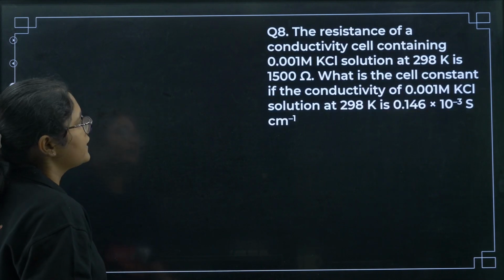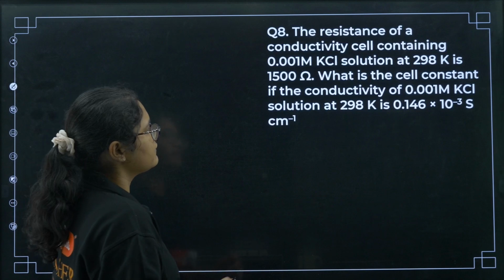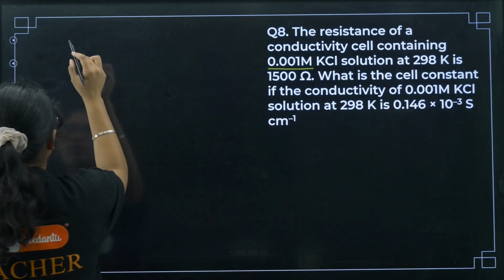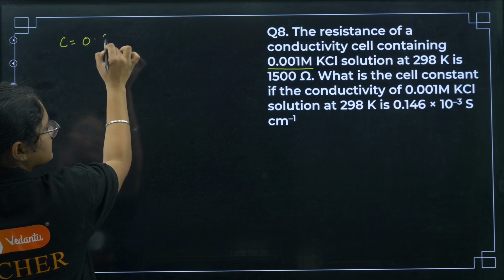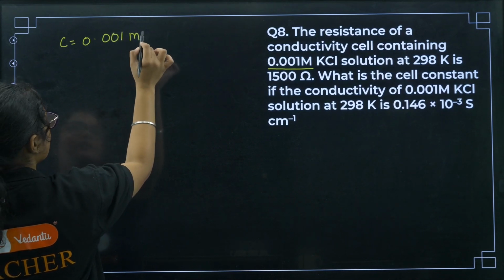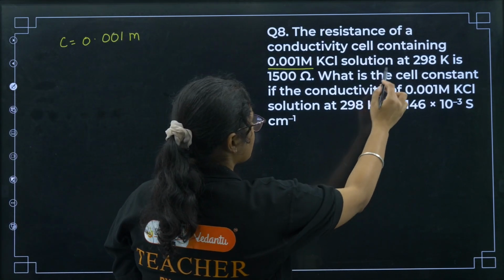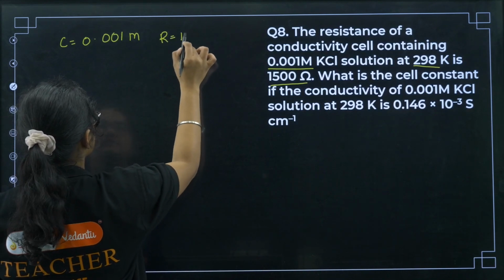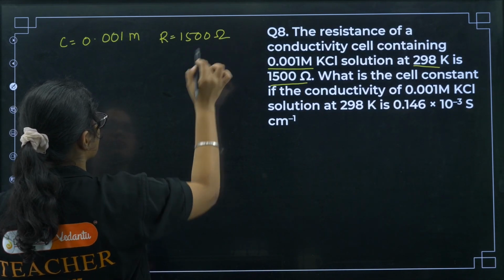Next we have the resistance of a conductivity cell containing this much. So let me write down first. Concentration is 0.001 M at 298 Kelvin, and the resistance is 1500 ohm.